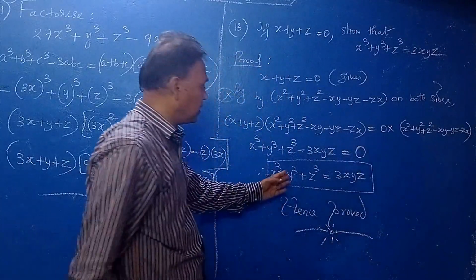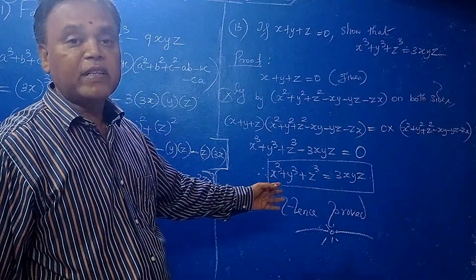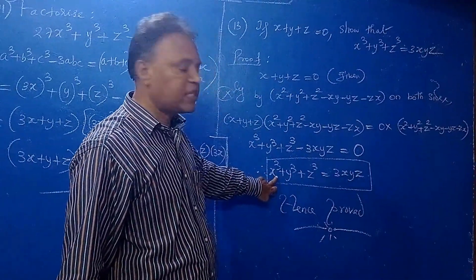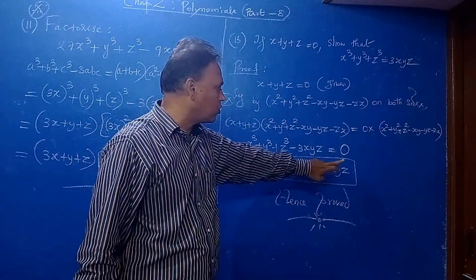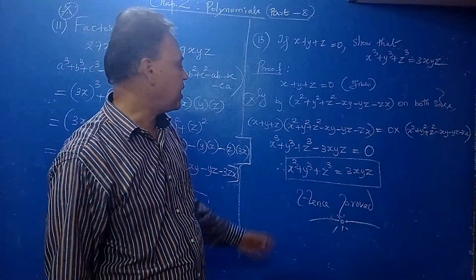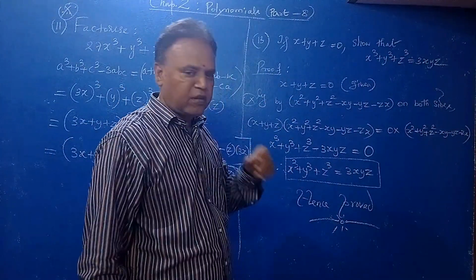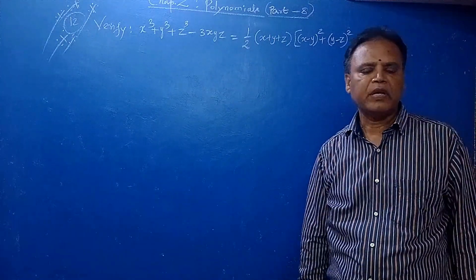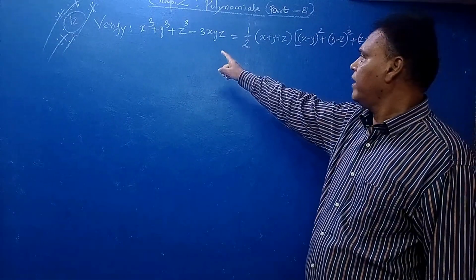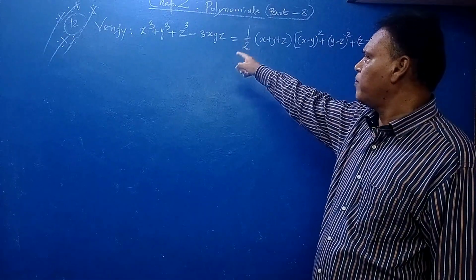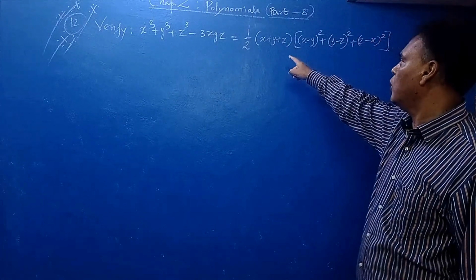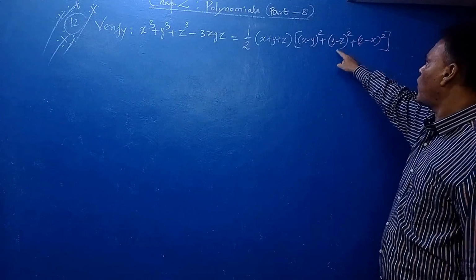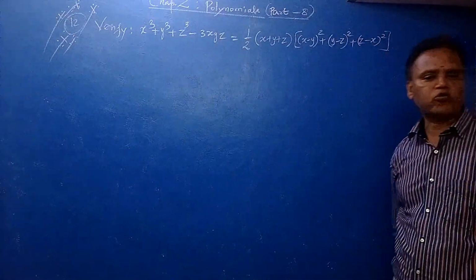So this is the 11th identity. Clear? The 11th formula I have given already. If x plus y plus z equal to 0, this can be written as x cube plus y cube plus z cube equal to 3xyz. You can write it. Already this is the formula I have given. Clear? This is a very important problem. Listen carefully. Verify x cube plus y cube plus z cube minus 3xyz equal to 1 by 2 into (x plus y plus z) into ((x minus y) whole square plus (y minus z) whole square plus (z minus x) whole square). You have to do.